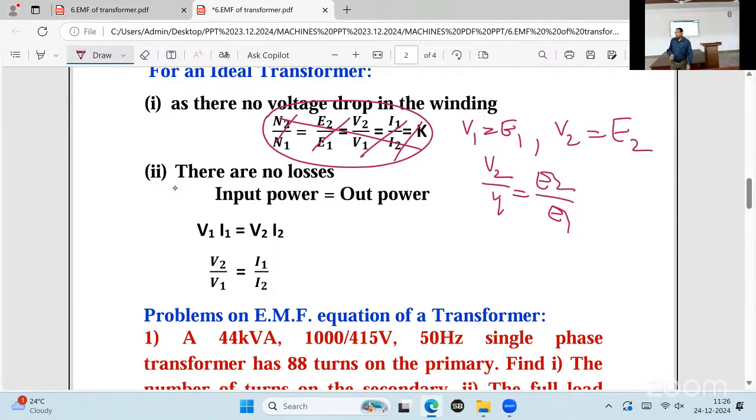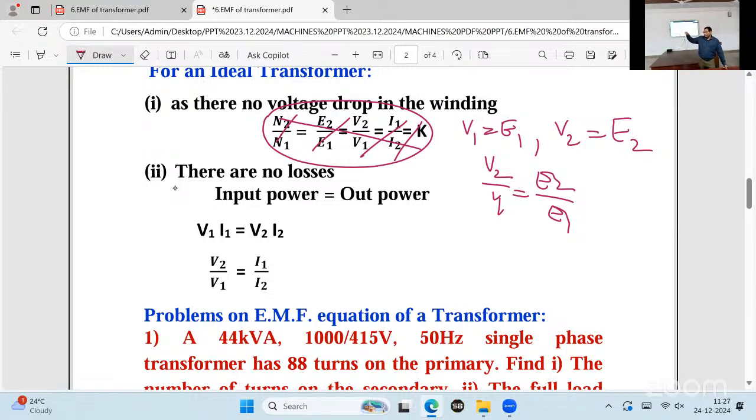Next, ideal transformer. What is the first condition? No voltage drop. No voltage drop means V1 is equal to E1, V2 is equal to E2. This is an ideal, perfect transformer. We don't have a perfect transformer; we all have practical transformers. In a practical transformer, we have voltage drops.